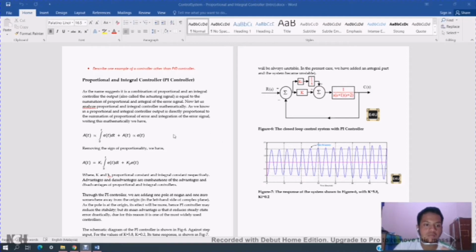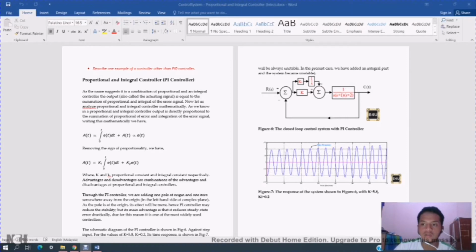As we know, in a proportional and integral controller, output is directly proportional to the summation of proportional of error and integration of the error signal. Writing this mathematically, we have this equation, and by removing the sign of proportionality, we have this equation, where Ki and Kp are the integral constant and proportional constant respectively. Advantages and disadvantages are a combination of the advantages and disadvantages of proportional and integral controller.